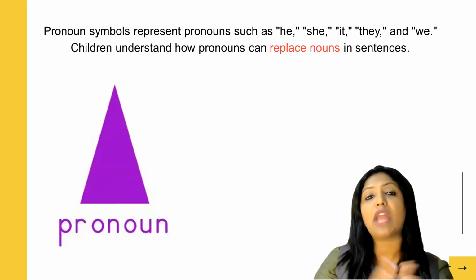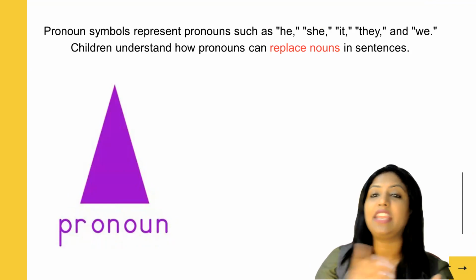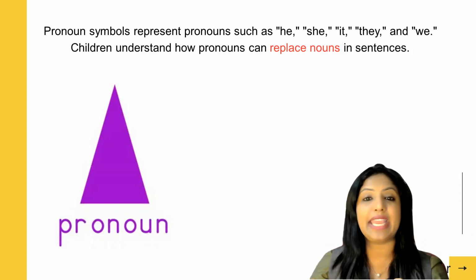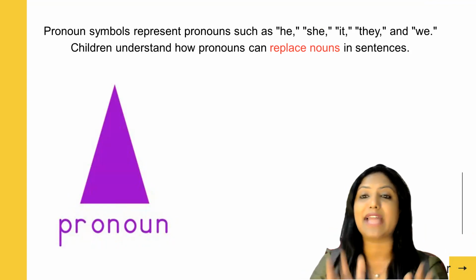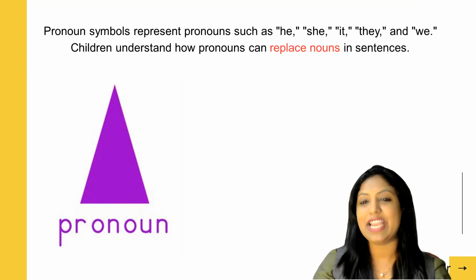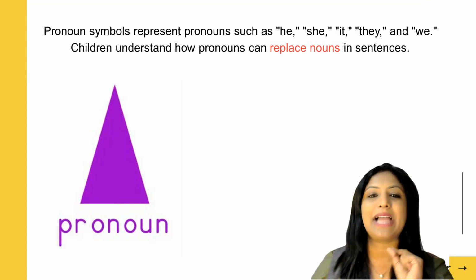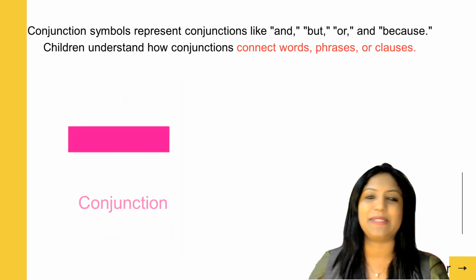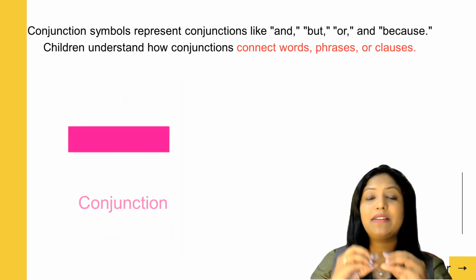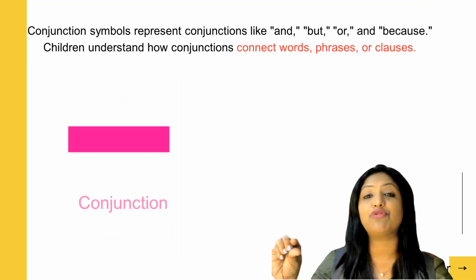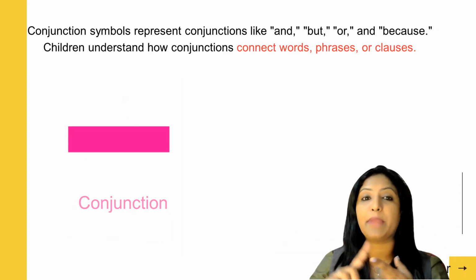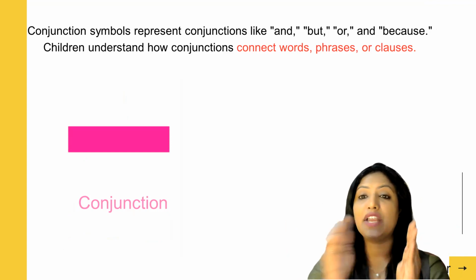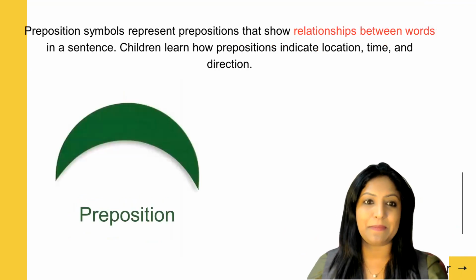Likewise, the pronoun symbol represents pronouns like he, she, it, they, we. So children understand how pronouns can replace nouns in any given sentence. The symbol that we use is a purple isosceles triangle in our grammar symbol box. Conjunction, that is a pink rectangle, is used to represent conjunctions like and, but, or, because. Now, children understand how conjunctions can connect words, phrases, or even clauses.